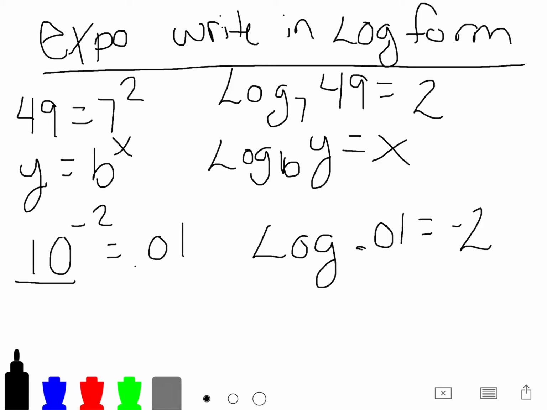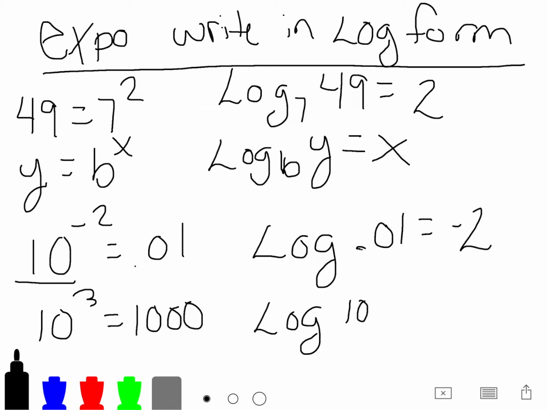So whenever it's base 10, here's another example. 10 to the power of 3 is 1,000. So log of 1,000 equals 3. No need for the base 10. It's already a given thing. Okay? So there are 3 more examples on the notes that you can go ahead and try. I'll probably put the answers to those tomorrow so that you can get the answers.